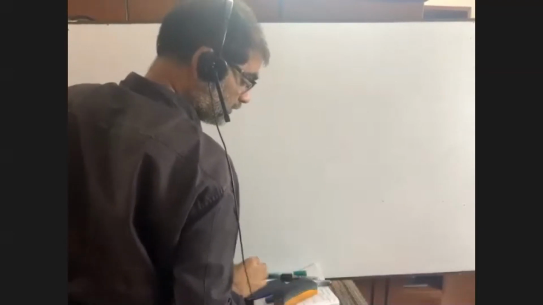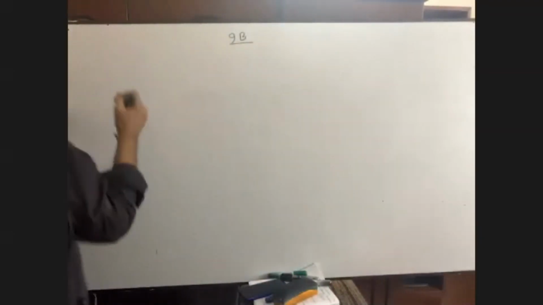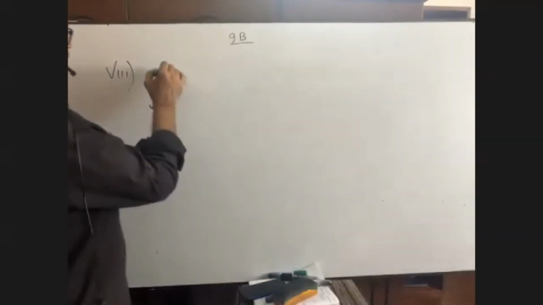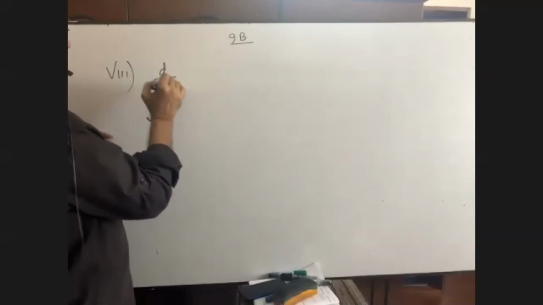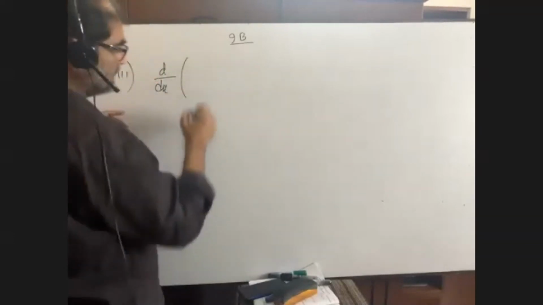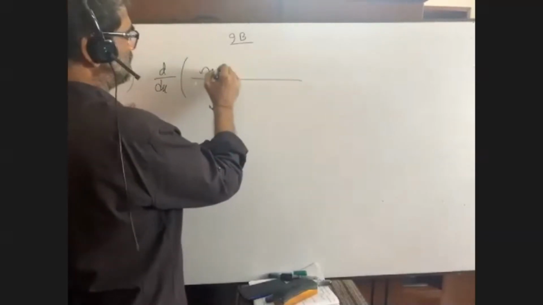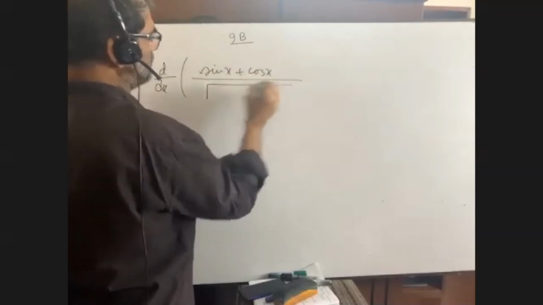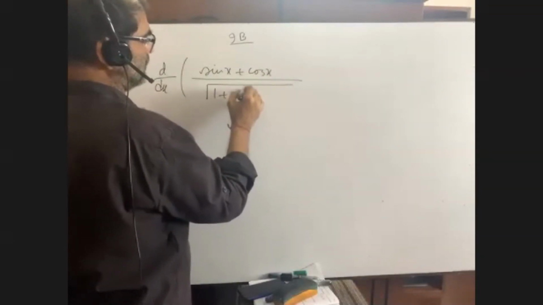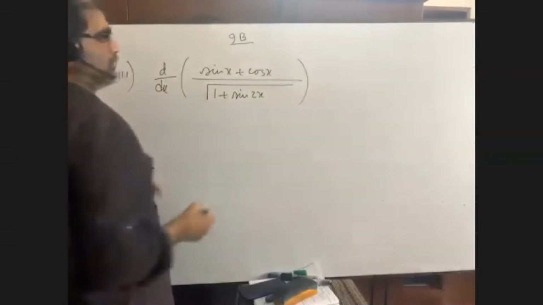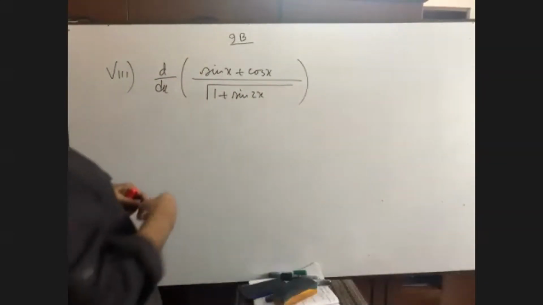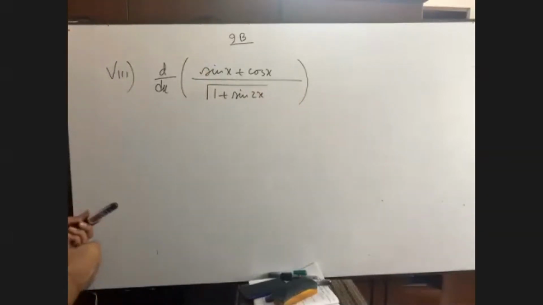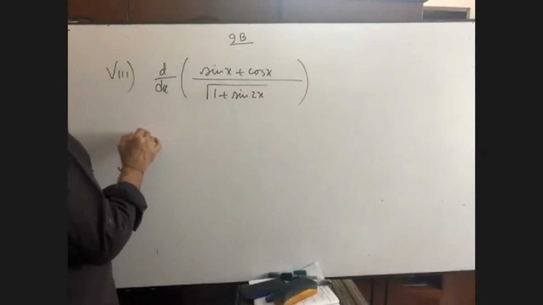Okay, next one. That question I told you too many times. d by dx of sin x plus cosine x over 1 plus sin 2x. I think now all of you can do this math, because in trigonometry you got it about 3 or 4 times. Can you do it? Yes, sir.